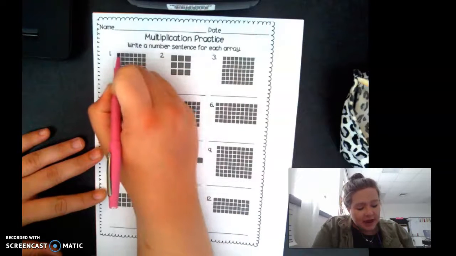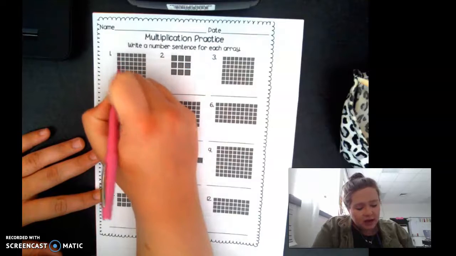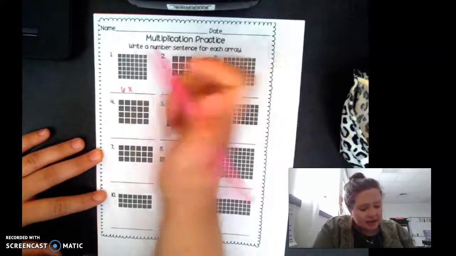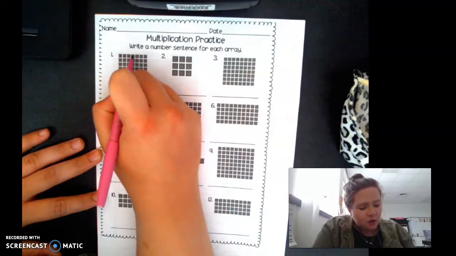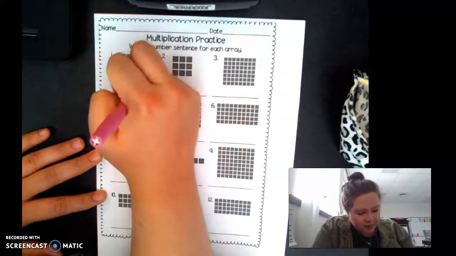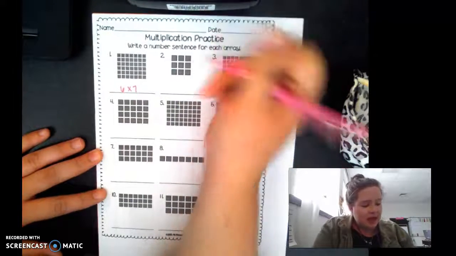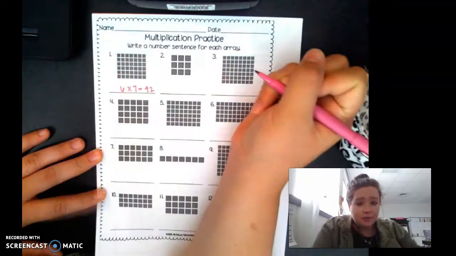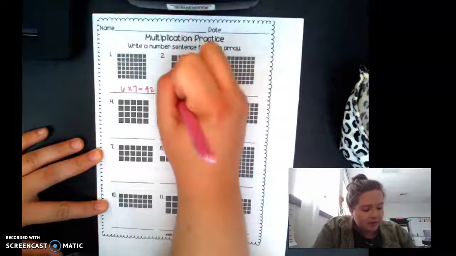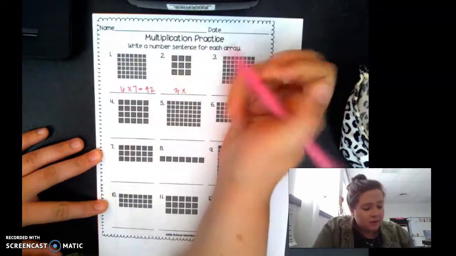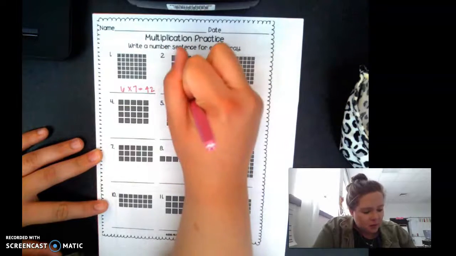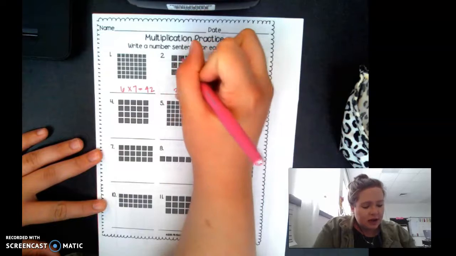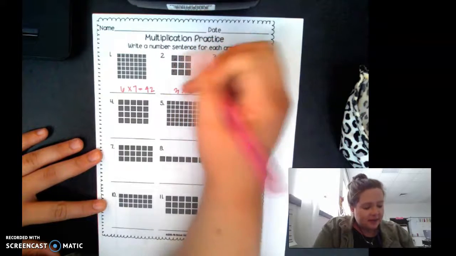So this array has 1, 2, 3, 4, 5, 6. 6 times 1, 2, 3, 4, 5, 6, 7. Okay? 6 times 7. This array, which equals 42. This array is 1, 2, 3 times 1, 2, 3, which equals, and if I needed to figure out what it equaled, I would just count 1, 2, 3, 4, 5, 6, 7, 8, 9.